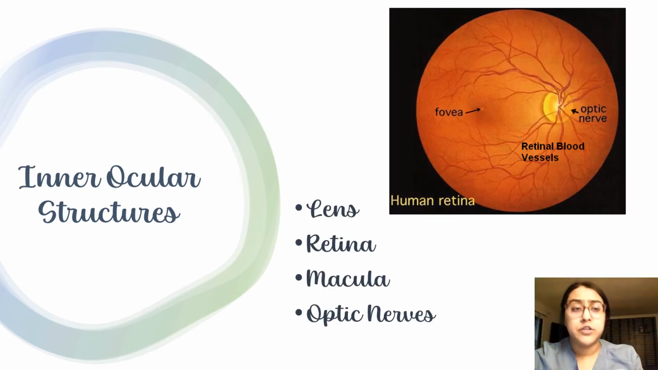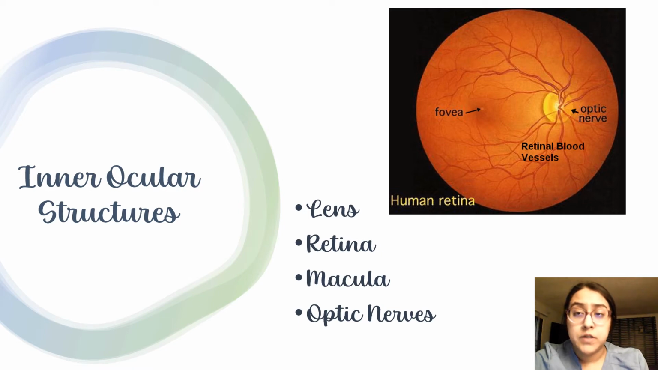The inner ocular structures include the lens, the retina, the macula, and the optic nerves. The lens is able to change its shape, and this allows for the focal distance to be altered. This is known as accommodation. The lens also works alongside the cornea to refract light. Now the retina is composed mainly of neurons, and it mainly lines the posterior part of the eye.